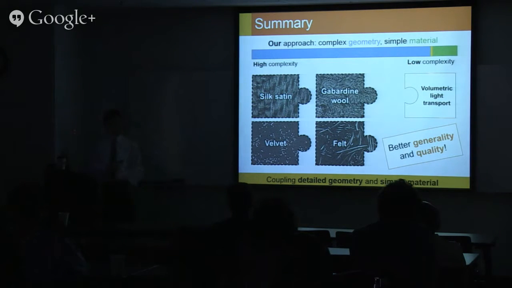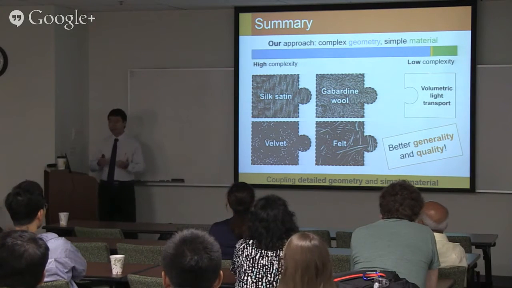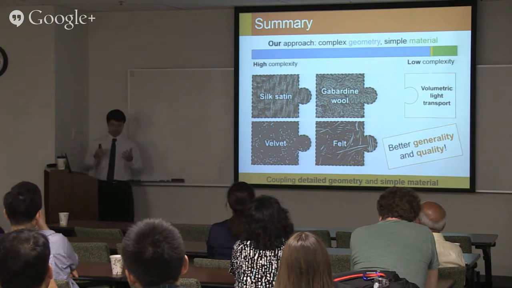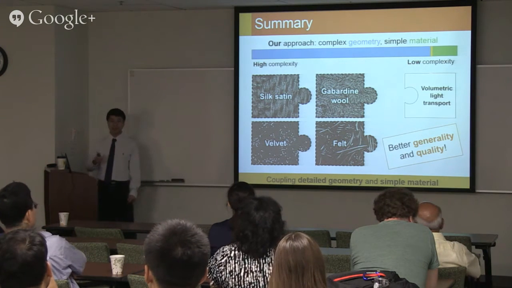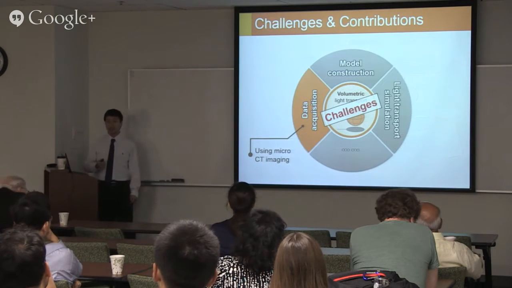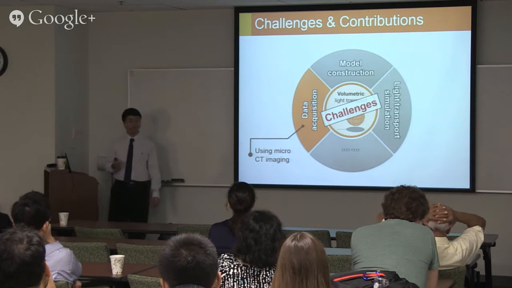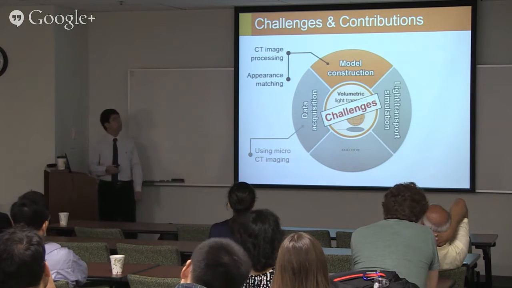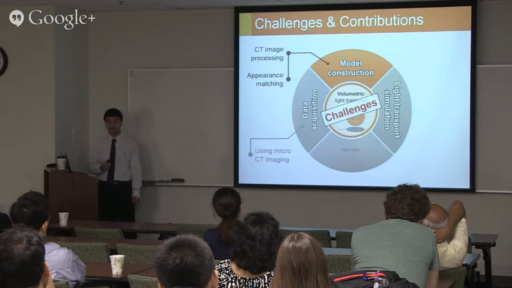So, okay, we are done with the results. In summary, we have demonstrated that coupling detailed geometry and relatively simple material is able to lead to fabric appearance models with better generality and next level quality. In practice, we introduced the use of micro-CT to acquire the geometric structure from real samples. And to use this CT data, we developed new algorithms to turn them into full appearance models.